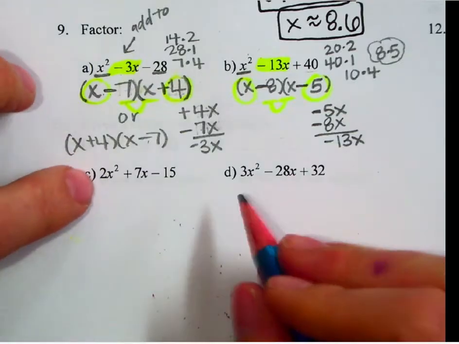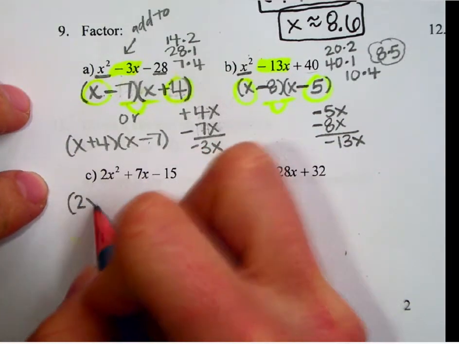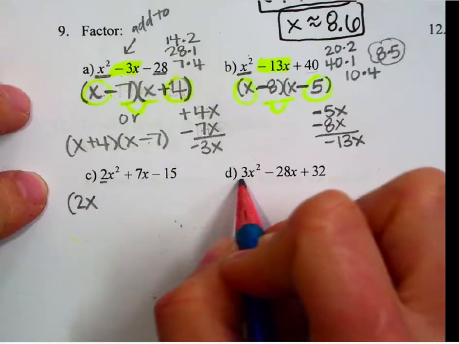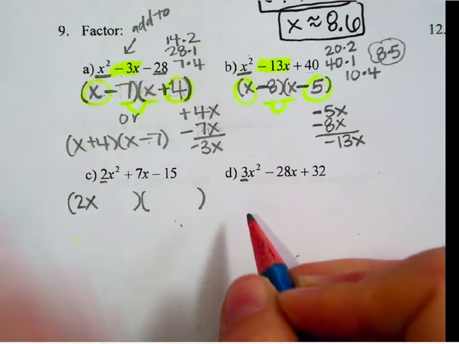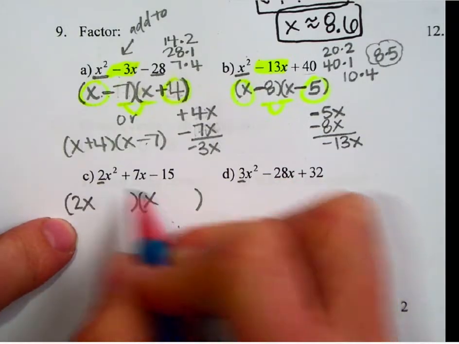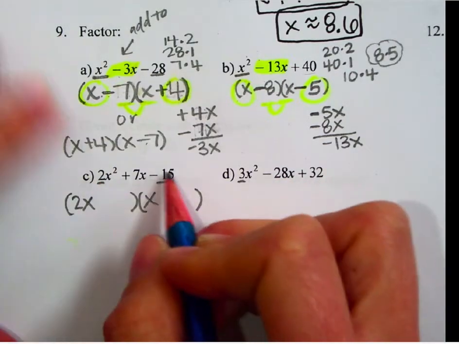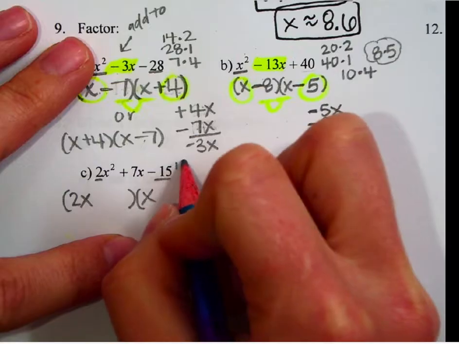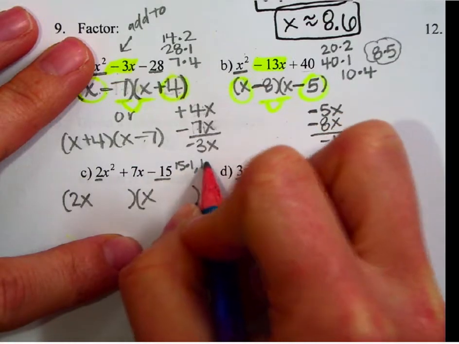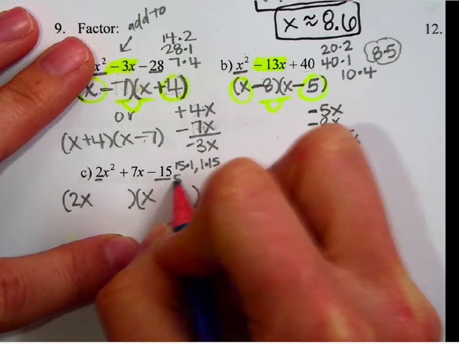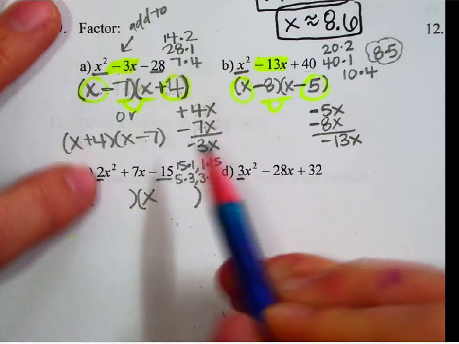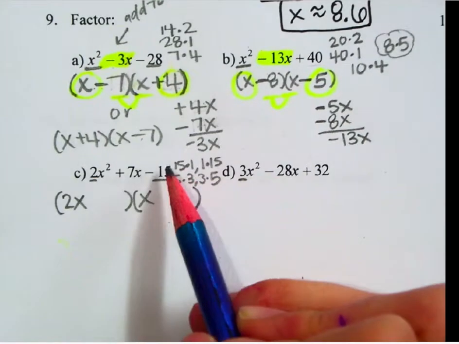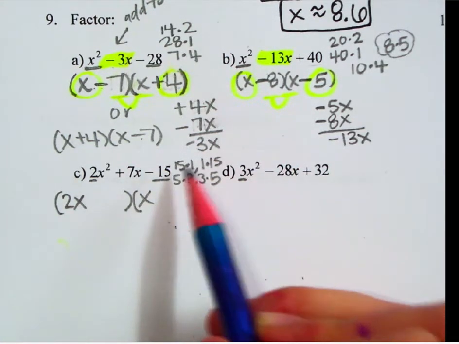Part C and D are going to be just a little bit different because of this 2 in front and this 3 in front. But we're going to follow the same guess and check method. 2x times x will give us 2x squared. Factors of 15 could be 15 and 1, 1 and 15, 5 and 3, or 3 and 5. So the difference now is when I'm picking my factors of 15, the order matters.